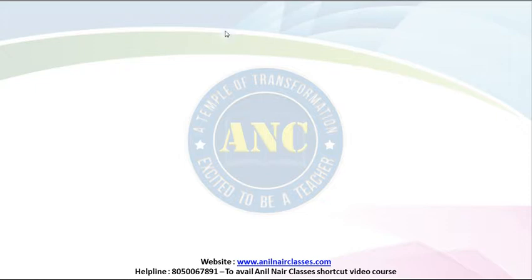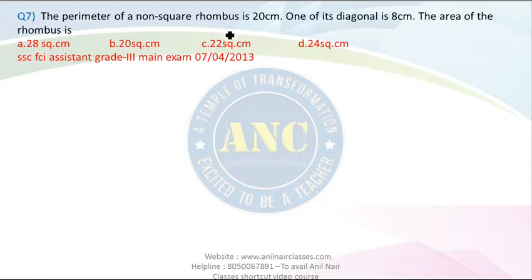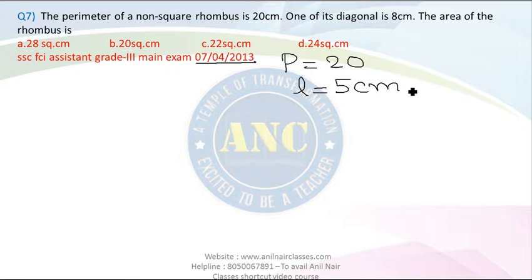Now see the next question. Very much similar to my previous question. For your better understanding, this is an original examination question from 2013. Perimeter of a non-square rhombus is 20. If the perimeter is 20, I can easily say that every side is 20 divided by 4 sides. It is 5 centimeter. All the sides are 5 centimeter. One of its diagonals is 8 centimeter.